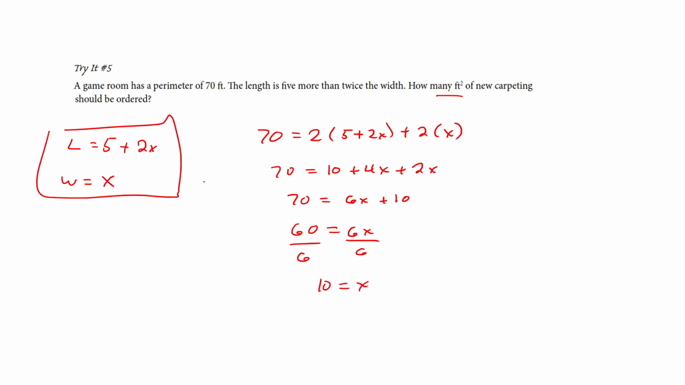Okay, so back to my dictionary. So 10 feet this time is my width. Now my length is going to be 5 more than twice that 10. So you see that'll be 25 feet. And even though the question is kind of hiding it, we want the area, so we're doing 25 times 10. So it's the length times width is an area. So we get 250 in feet squared.